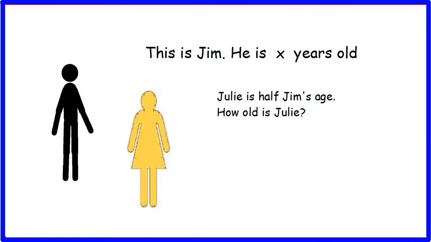And Julie is half of Jim's age. Well, start with Jim. That's half. But again, you'd more likely write that X divided by 2. So this division sign would be more how you would write that with algebra.